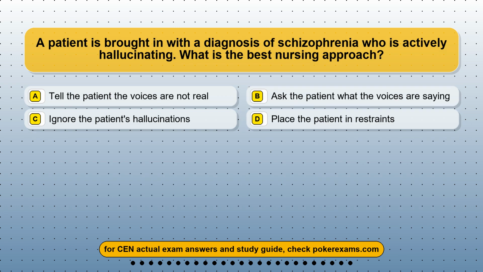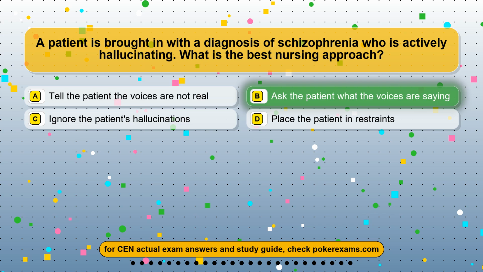Question 14. A patient is brought in with a diagnosis of schizophrenia who is actively hallucinating. What is the best nursing approach? Option A, tell the patient the voices are not real. Option B, ask the patient what the voices are saying. Option C, ignore the patient's hallucinations. Option D, place the patient in restraints.